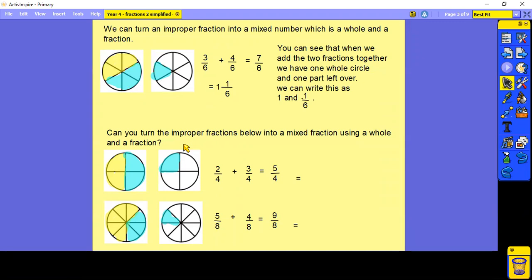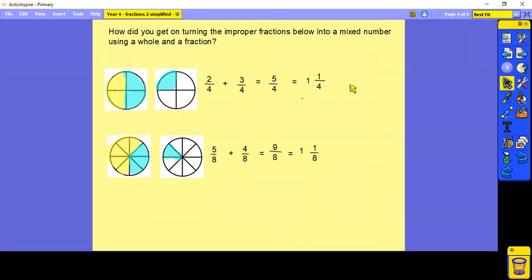Try turning the improper fractions below into a mixed fraction using a whole and a fraction. Pause whilst you have a try. How did you get on? So let's have a look.